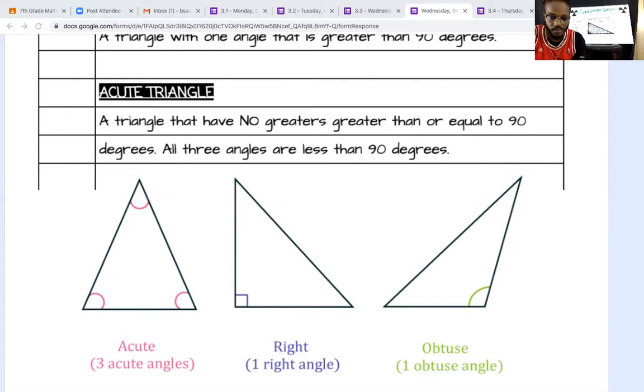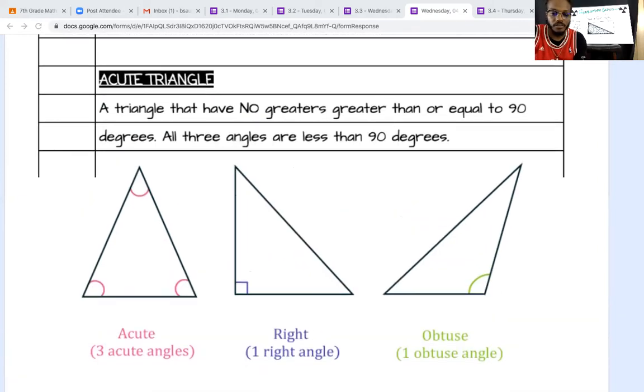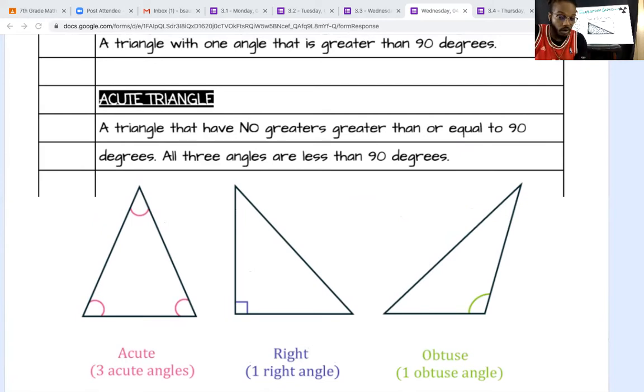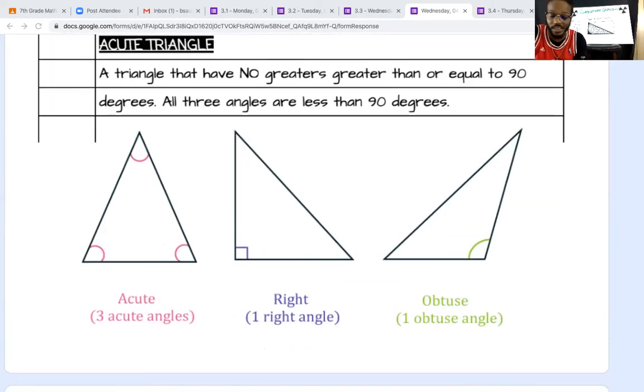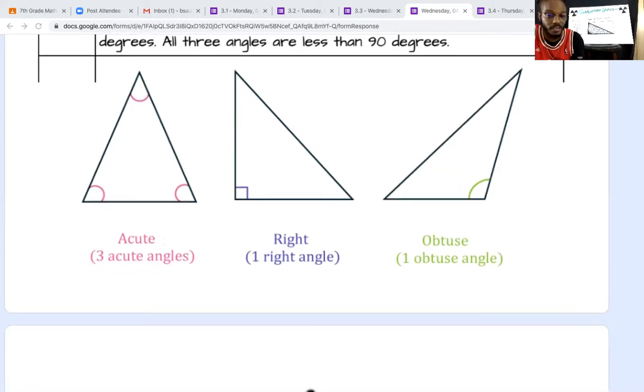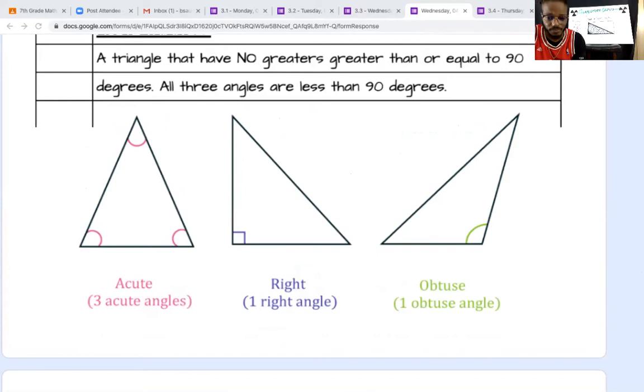So the square is a right angle. The small part of a circle is an acute angle. And the larger part of a circle is an obtuse angle. I'm going to give you guys some time. Make sure that you pause this video and make sure that your notes look like this with the definitions and the diagrams so that you can just have that offhand to be able to see what's going on.